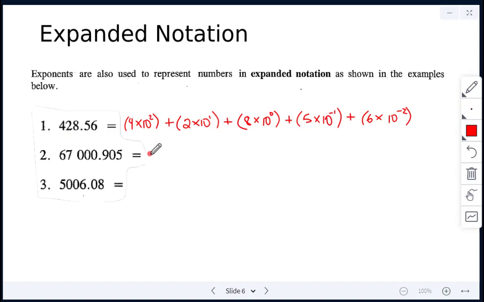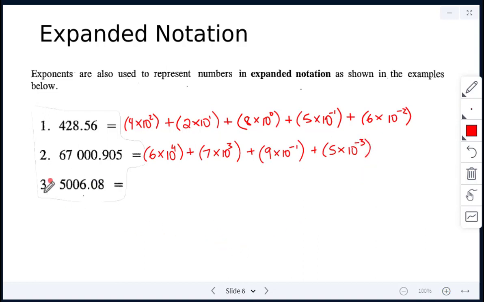All right, so our next example here, we have 6 in the 10,000s place. So when we write this out, that becomes 6 times 10 to the power of 4 plus, now we have 9, oh wait, we have 7 in the thousands place. So 7 times 10 to the power of 3 plus, then we have 9 times 10 to the power of negative 1 plus 5 times 10 to the power of negative 3.